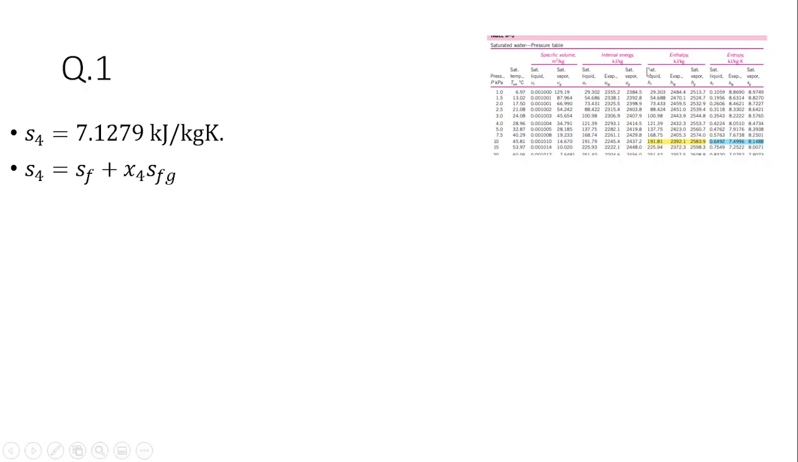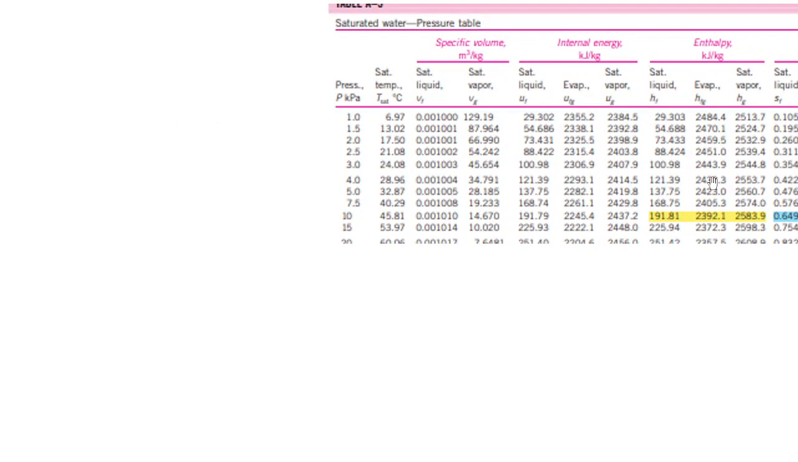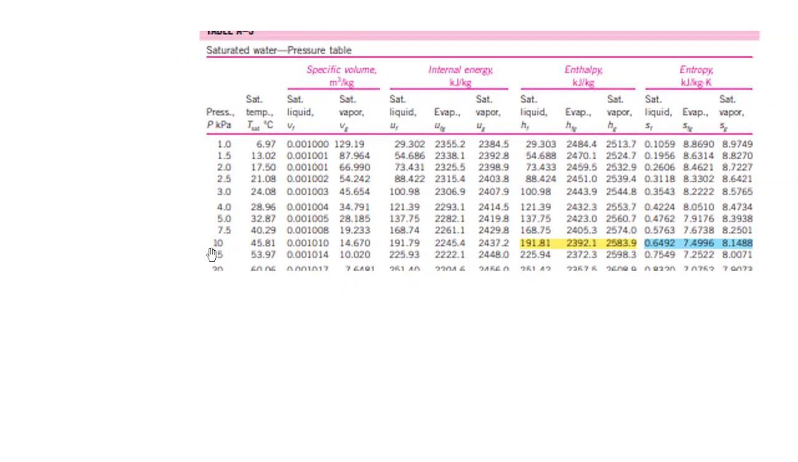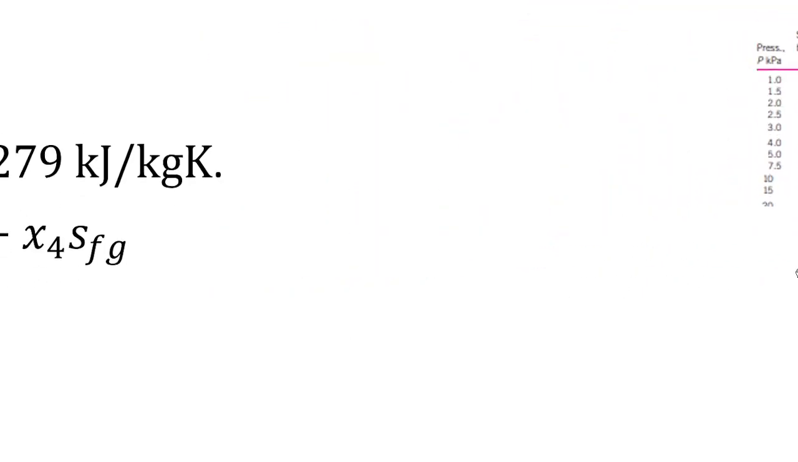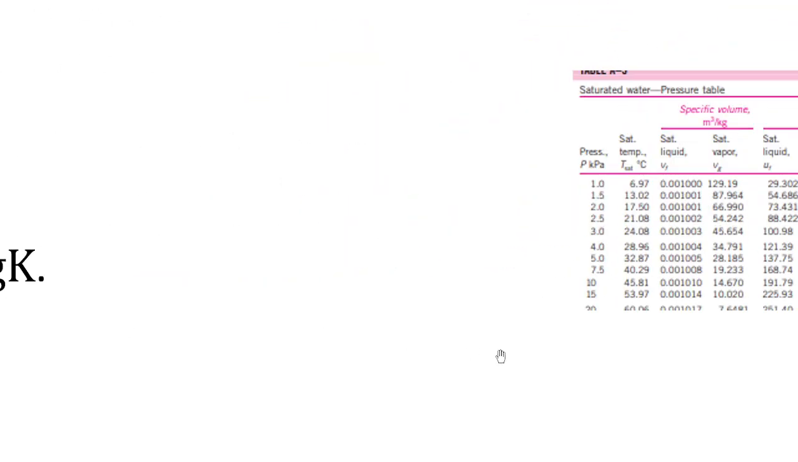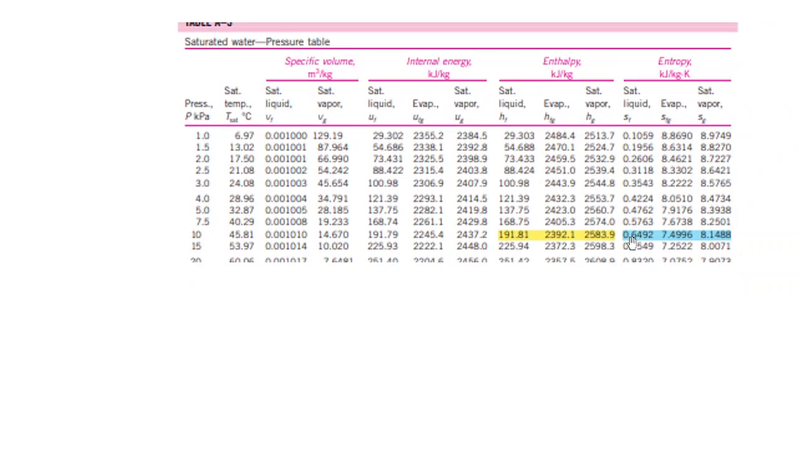So if we check at 10 kilopascal, we are going to see that the entropy value, 7.12, is in between SF and SG. So it means that it's a saturated vapor liquid system. Remember, if your value is in between SF and SG, you're a vapor liquid mixture. And when you're a vapor liquid mixture, we have to find the quality. It's the quality that will help us to find the enthalpy. So take note of that.